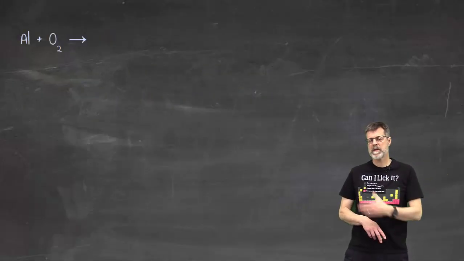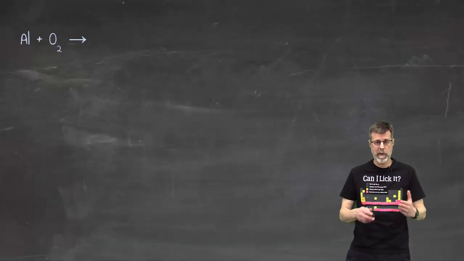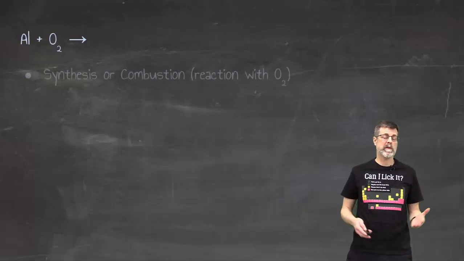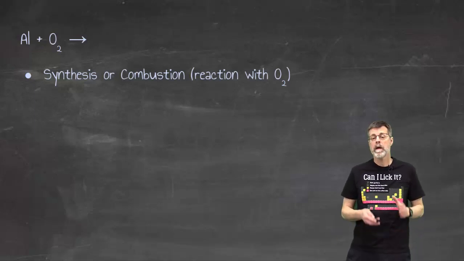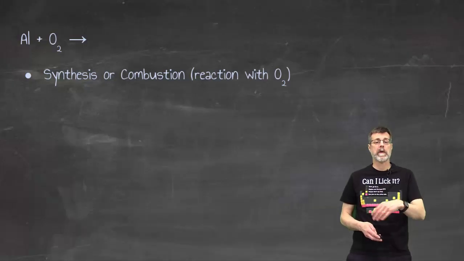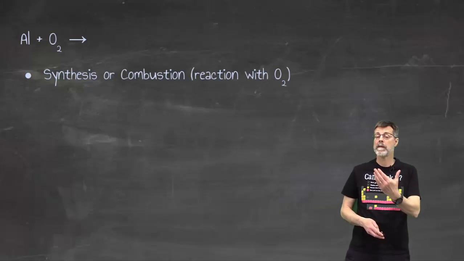Okay, let's start with this one. So if I have aluminum and oxygen combining together to make a compound, I really only have one option there for the reaction type: synthesis. They're just going to combine. Okay, so now I need to be thinking about what the pattern is, they combine, and then nomenclature.